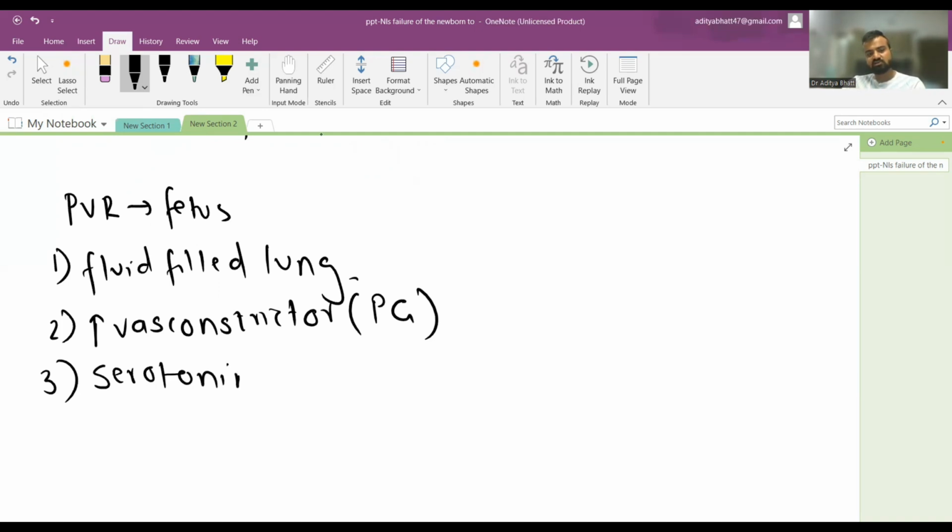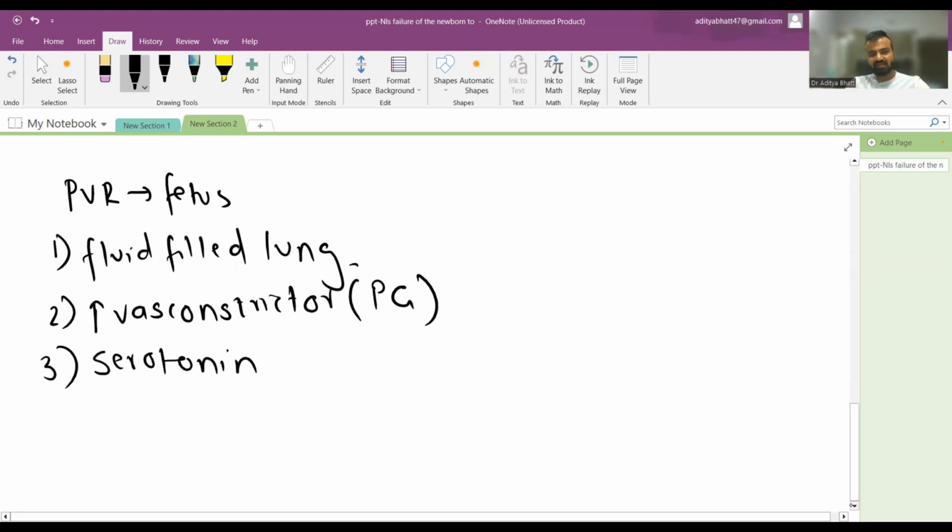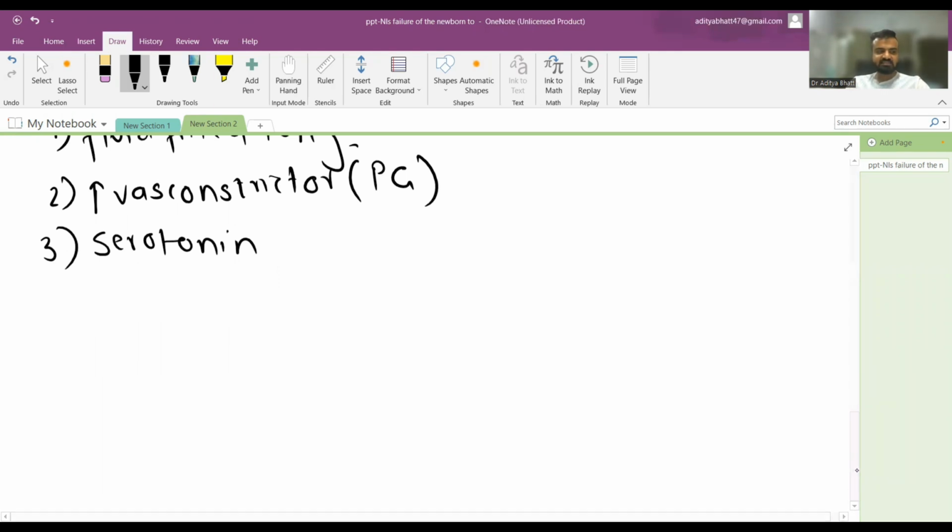Now, how is the serotonin-mediated pathway important? In mothers who had a history of intake of SSRI, the children born to these mothers had a very high prevalence of PPHN. So serotonin is also a very important factor which leads to PPHN, and SSRI intake in mothers will lead to PPHN in the pediatric population, or the newborn.